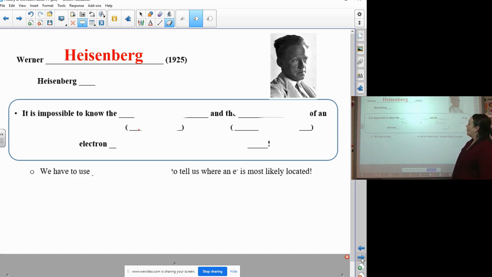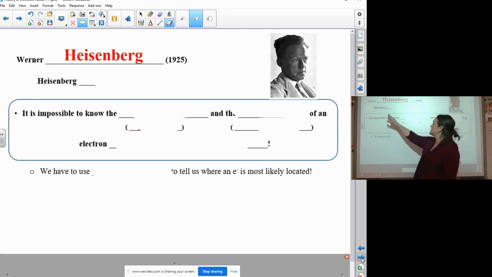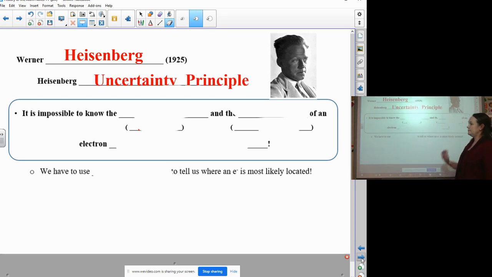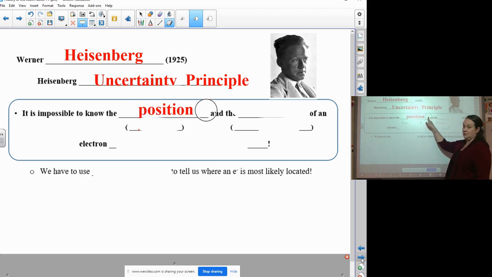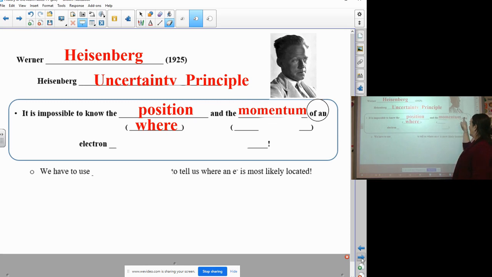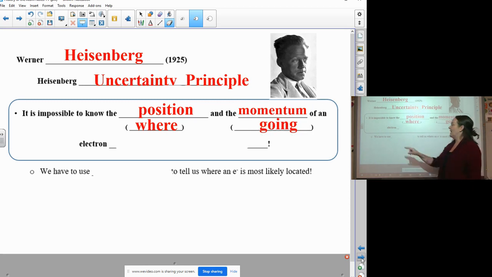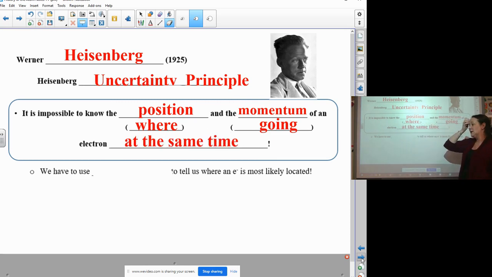So Werner Heisenberg wrote Heisenberg's uncertainty principle. He took all of Schrodinger's math, put in some of his own math, and basically decided that you cannot know the position, which is where an electron is, or the momentum, where it is going, of an electron at the same time. So let's get that written down and think about that.